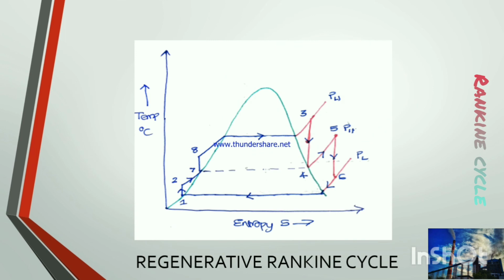Then Rankine cycle with regeneration. In this process, the expanded steam is extracted from the various stages or various points in turbine, and using this extracted steam, the condensed liquid is preheated. So here thermal efficiency will increase and the efficiency of the cycle will increase.